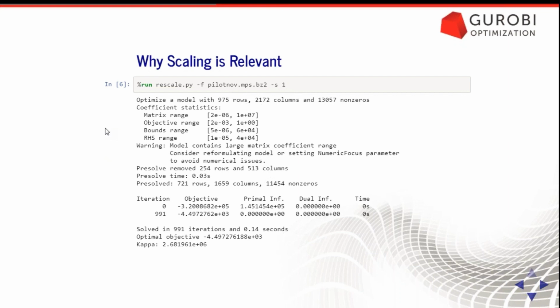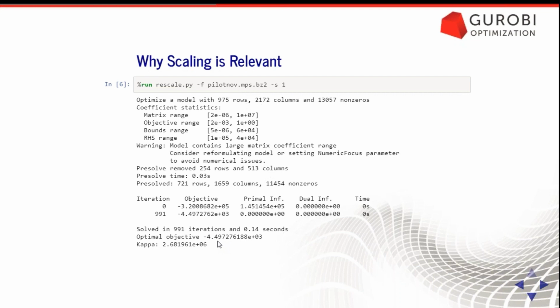What you see is right away you get this warning: the coefficients are too big. Here you see 13 orders of magnitude difference between the smallest and the largest coefficient. That's fairly large. But Gurobi goes on, works a bit, and finds a solution in about 1,000 iterations, and the value is 4.49 E3, something like that. It wasn't too bad.